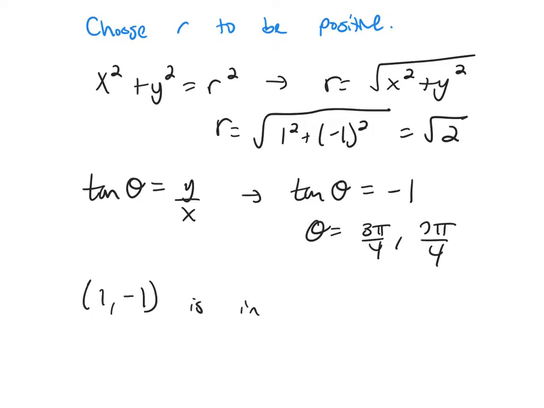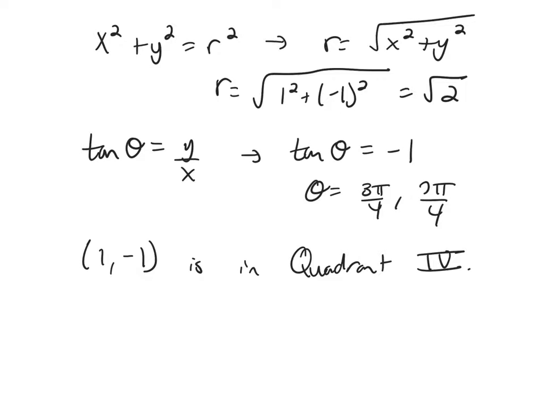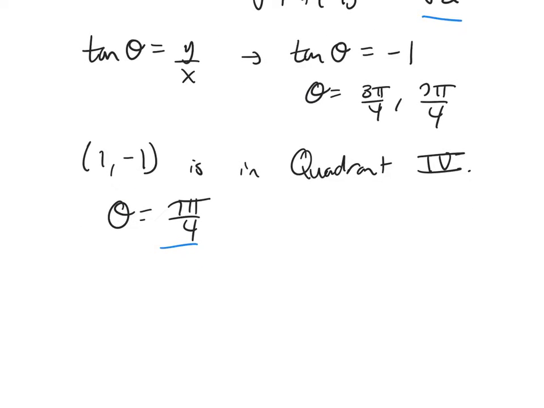And which quadrant is that in? This is in quadrant 4. So I need to select the angle that's in quadrant 4. Which one of those two angles is in quadrant 4? 7 pi over 4. So I've now got r and theta, so I can now write my point. My point would be square root of 2 and 7 pi over 4.